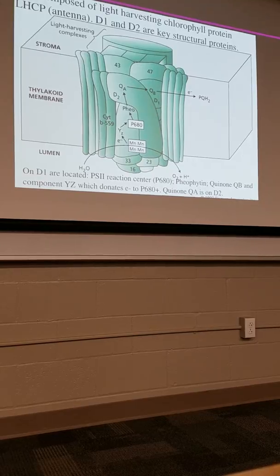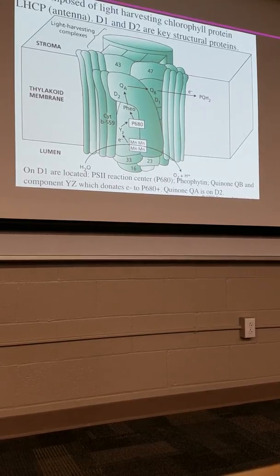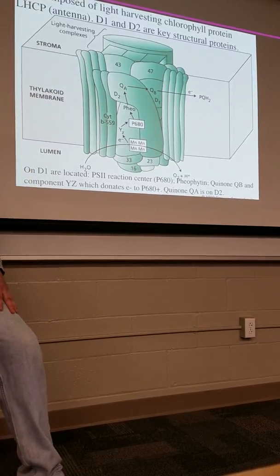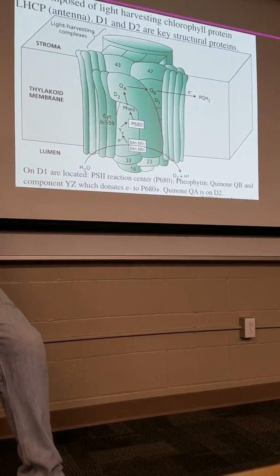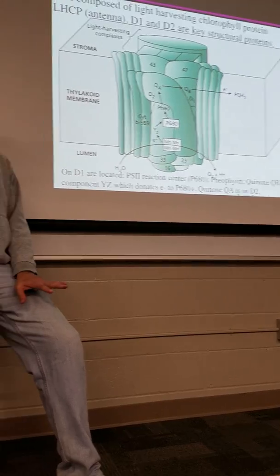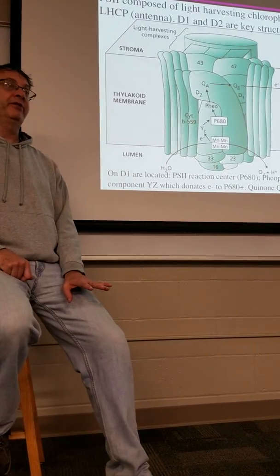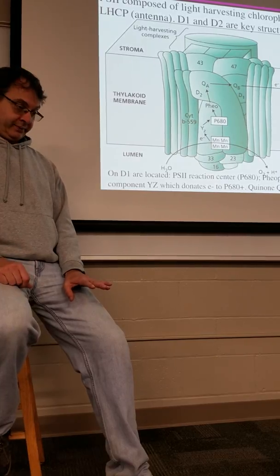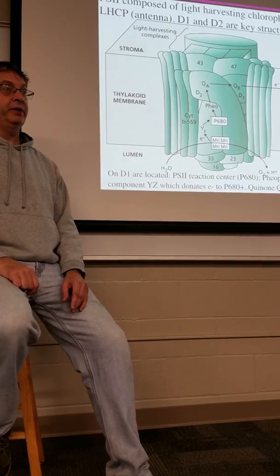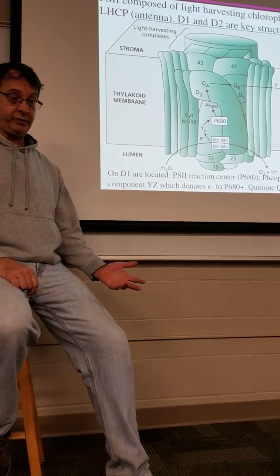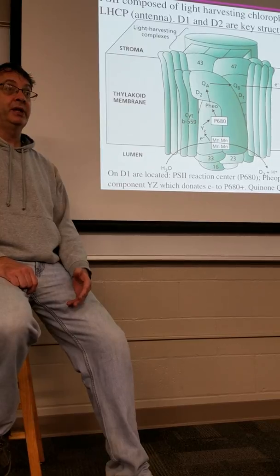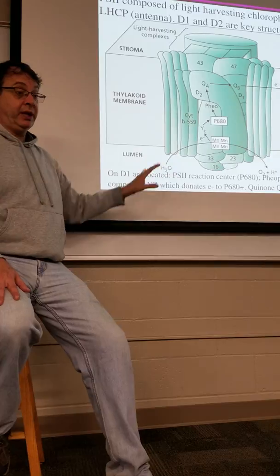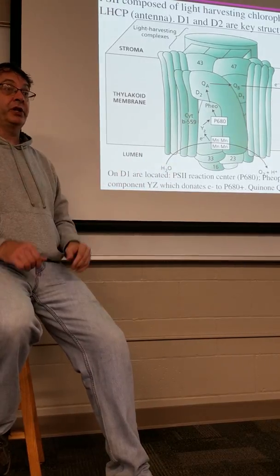So this entire thing is PS2? This is just PS2. So PS2 has 40 different proteins associated with it. Some of those are simply chlorophyll AB binding proteins, so part of the antenna complex. And some of these are water splitting proteins, but this is a fairly large complex.